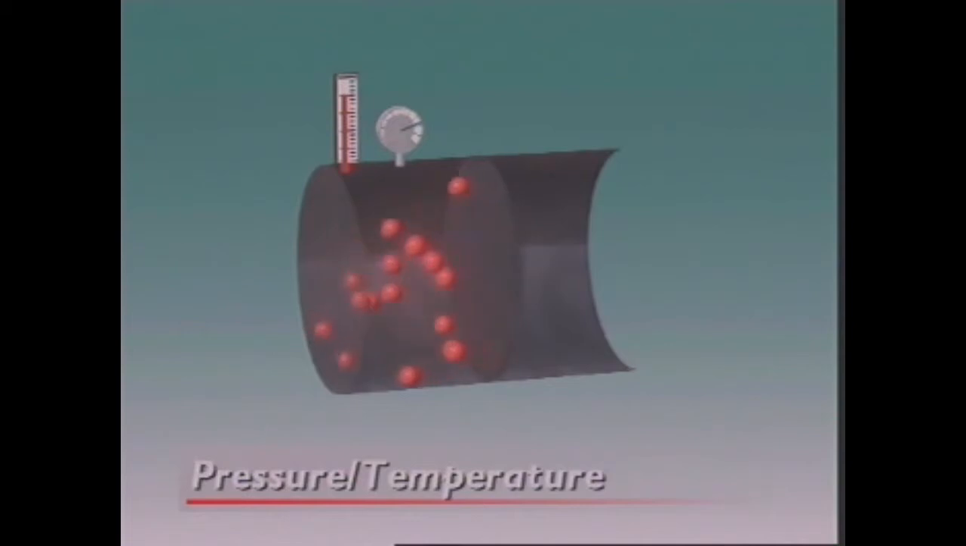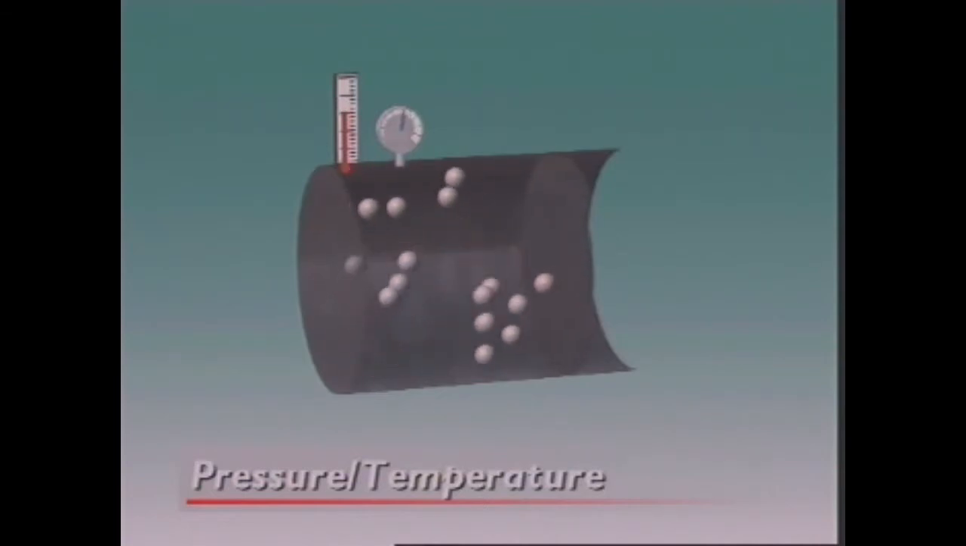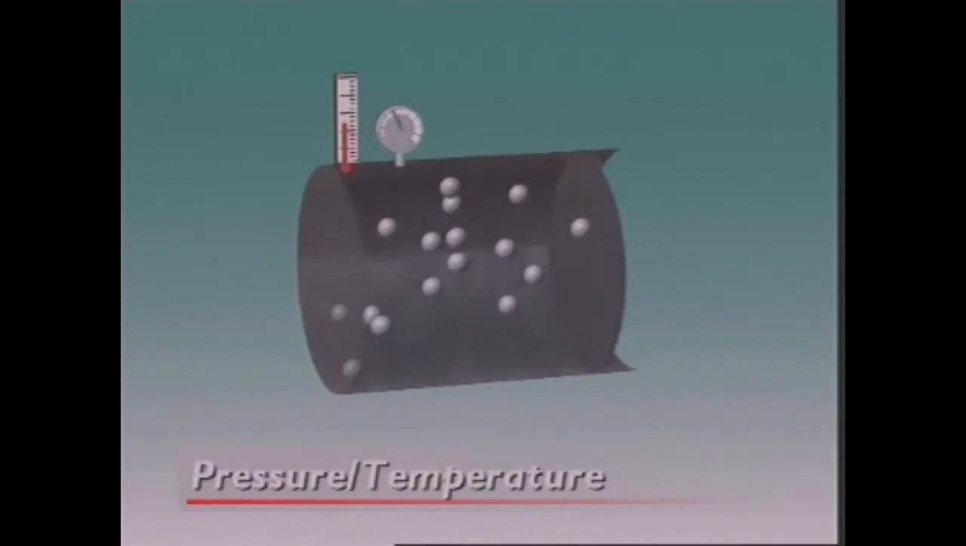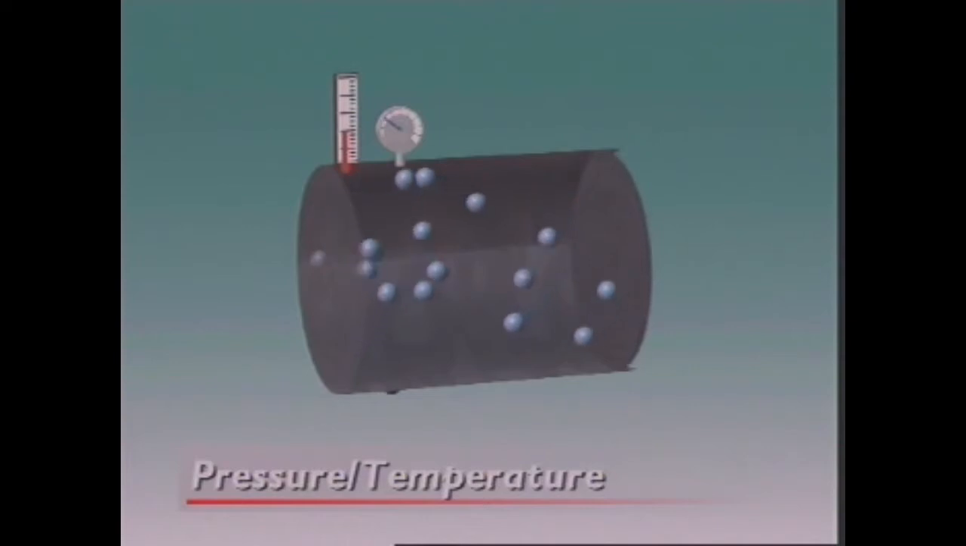Pulling out the plunger reduces gas pressure. It gives the molecules more room to move. They make fewer impacts. The energy level of the molecules falls, and so does the temperature of the gas. A fall in pressure produces a fall in temperature.